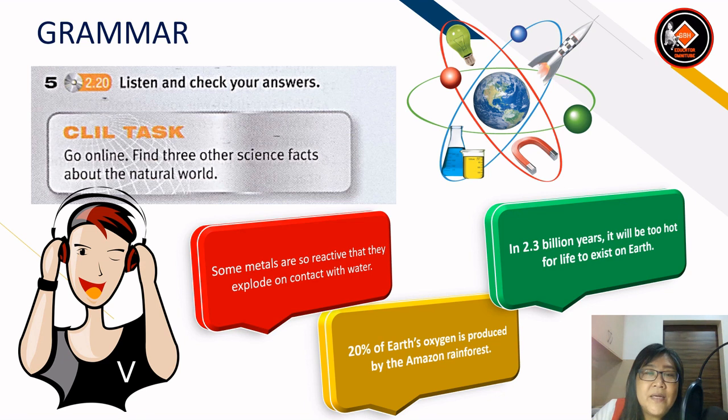Go online and find 3 other science facts about the natural world. Here I've written 3 for you. Example number 1. So this is the first fact. Some metals are so reactive that they explode on contact with water. The second fact, 20% of Earth's oxygen is produced by the Amazon rainforest. And the third fact about science is, in 2.3 billion years, it will be too hot for life to exist on Earth.